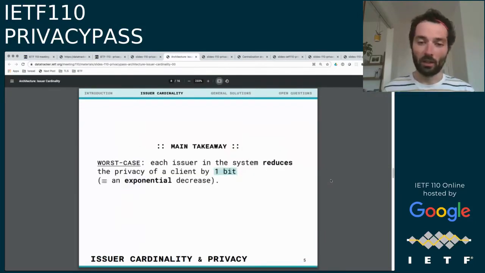So next slide. In the worst case, each issuer in the system reduces the privacy of the client by a single bit. So this results in an exponential decrease in the privacy of a client. So next slide.